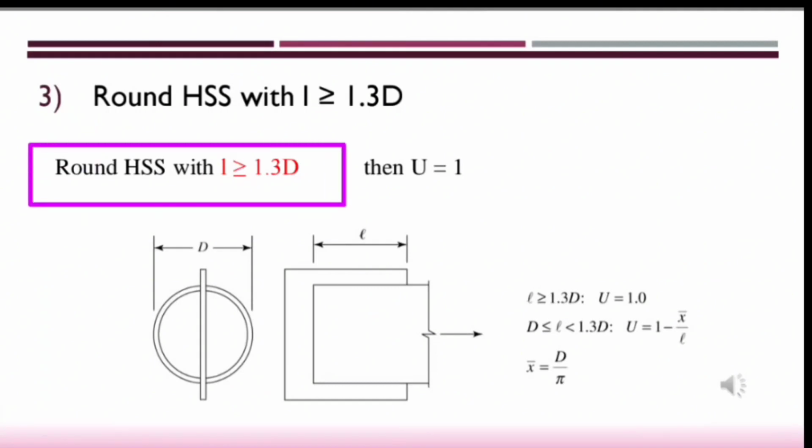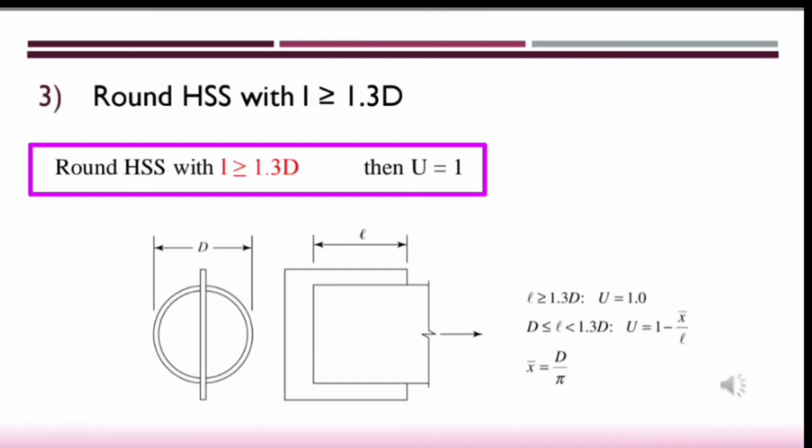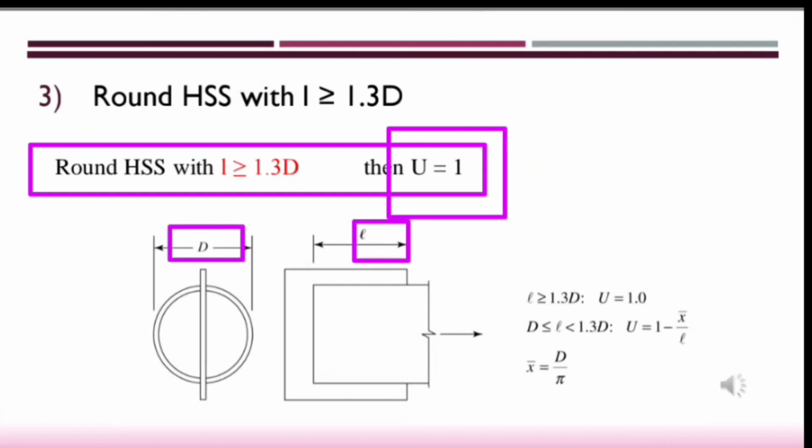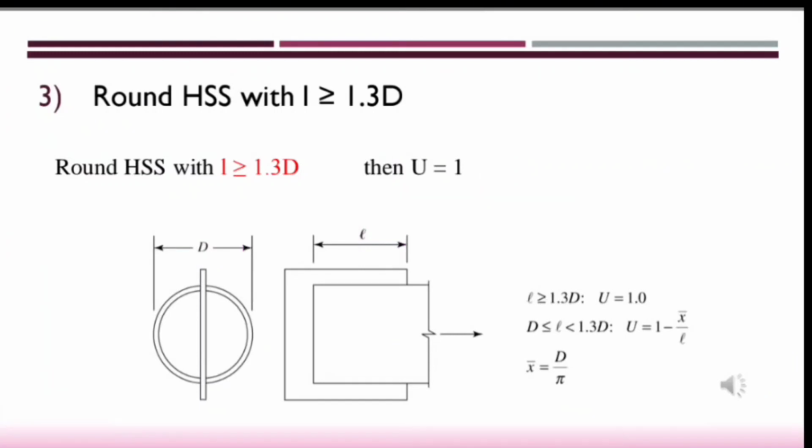For this round HSS bar, when length is greater than or equal to 1.3 times the diameter, then the reduction factor will be equal to 1. Remember this. This will be the dia and the connection length will be denoted by small l. So when this condition occurs, we will use directly U equal to 1.